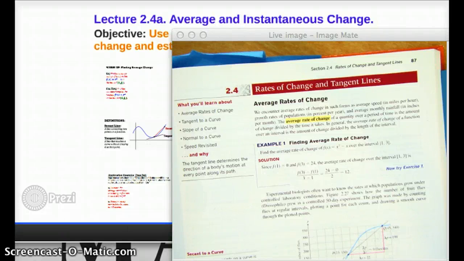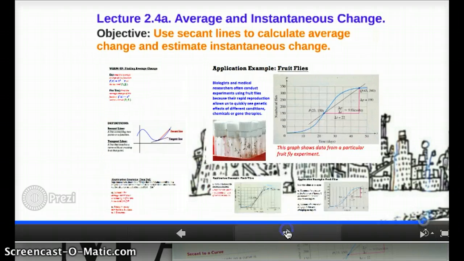Welcome to Lecture 2.4a. So the last topic in the chapter, and actually the last topic before we take our unit test, is actually a revisit to the very first thing we ever talked about in limits. Average change and instantaneous change. This was the motivation for the whole reason we came up with the whole idea of a limit in the first place. Before I show you how it's now going to pay off, let's do a quick warm-up example.